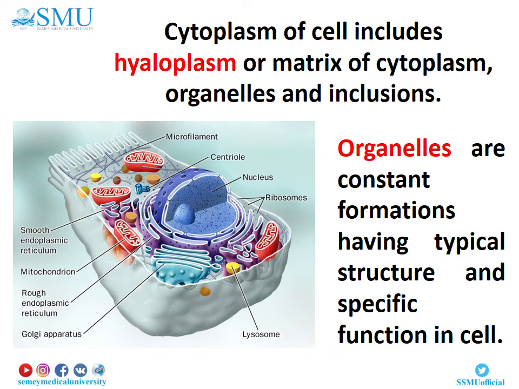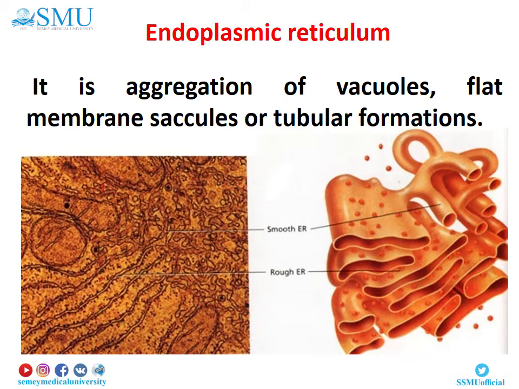The cytoplasm of a cell includes hyaloplasm or matrix of cytoplasm, organelles, and inclusions. Organelles are constant formations having typical structure and specific function in the cell. Now about membranous organelles. Endoplasmic reticulum. Endoplasmic reticulum is an aggregation of vacuoles, flat membrane sacules or tubular formations. There are two types of endoplasmic reticulum: rough ER, when the surface is covered by ribosomes, and smooth ER, the surface of which doesn't contain ribosomes.